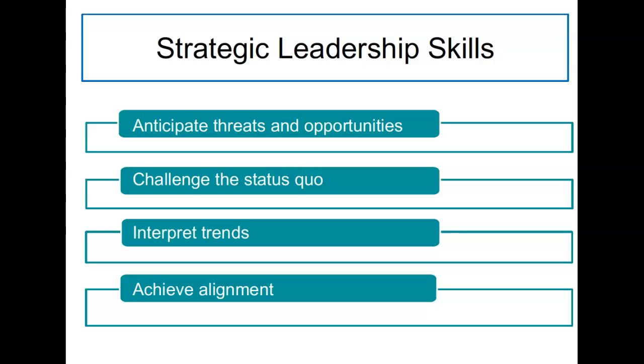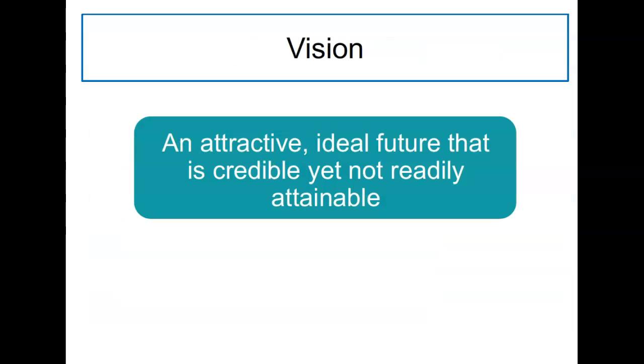So strategic leaders, these are the type of skills they need: to anticipate threats and opportunities, to challenge the status quo, interpret trends, and achieve alignment. Vision is an attractive, ideal future that is credible yet not readily attainable. So it's a little bit of a stretch. You're saying this is where I want to go, but it's going to take a little bit of work to get there.